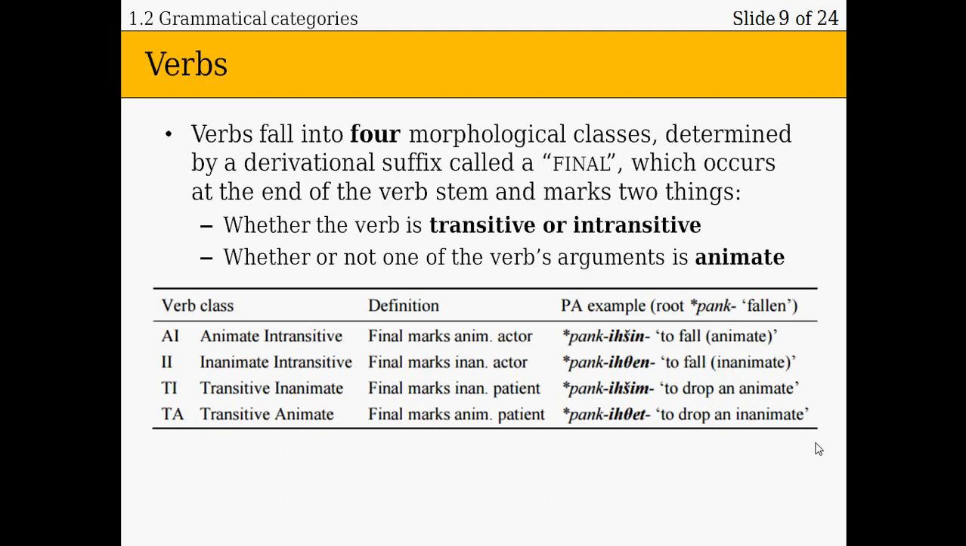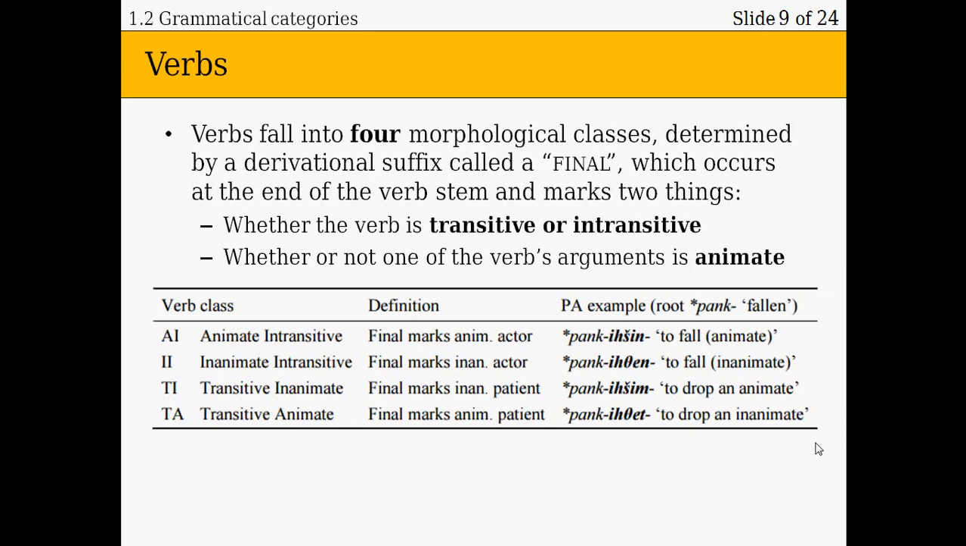So if you put together those two functions of finals, we have four different classes of verbs. There are two classes of intransitive verbs. Animate intransitive verbs have an animate actor or an animate subject, and inanimate intransitive verbs have an inanimate actor or an inanimate subject. If we turn to transitive verbs, again, there's a transitive inanimate and a transitive animate. And in this case, what we care about is the patient, or what we think of as the object. So transitive inanimate verbs select an inanimate patient, and transitive animate verbs select an animate patient.